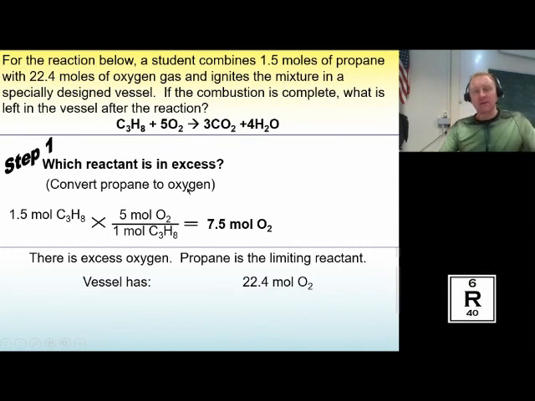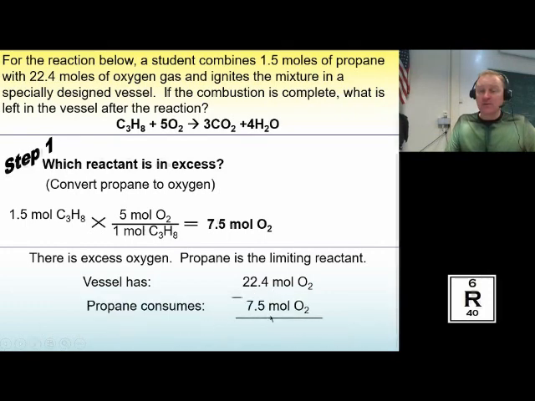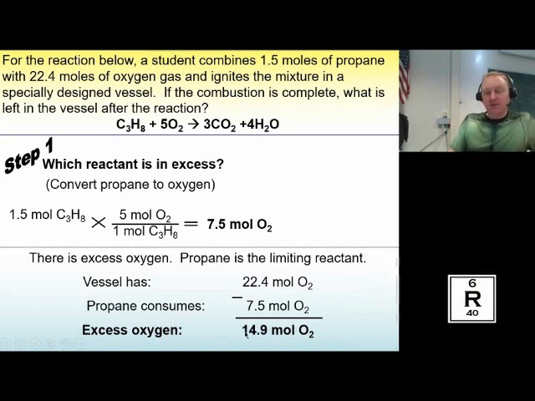So in our vessel, the question is, what's left in the vessel after this reaction? Well, the propane is going to be completely used up, but we have some leftover oxygen. We only use 7.5 moles of oxygen. We have more, so we had 22.4, but we used 7.5. So how much oxygen is going to be left over in here? We're going to subtract those two values. So as soon as you figure out which reactants are in excess and which ones are limiting, then you can take the one that's in excess and subtract how much you used from how much you have. So 14.9 moles of oxygen would be left over.